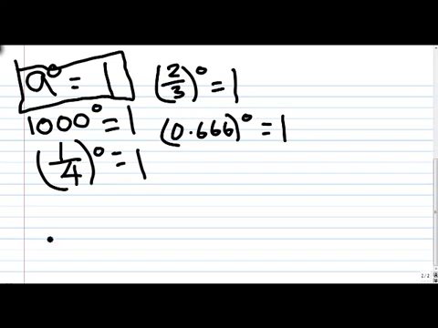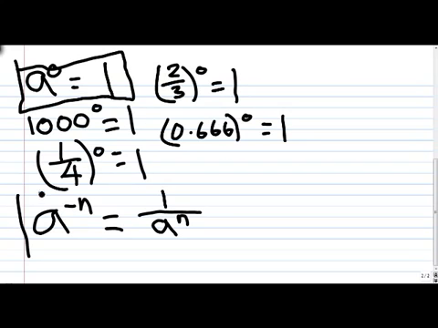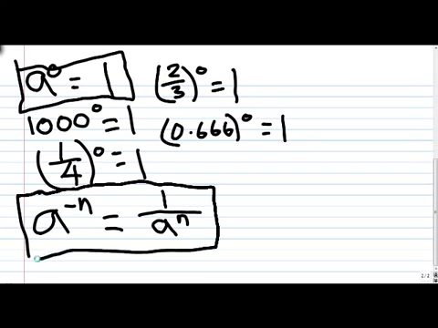Now, if you have a situation like a to the power of minus n, where the index has a negative sign, what you can do is flip it over and write it as 1 over a to the power of n. This is something that you should remember. Let me just box it up here.